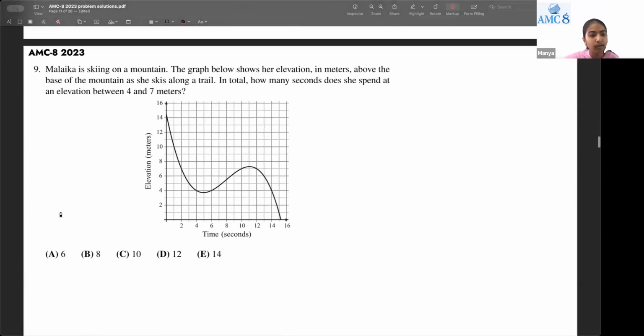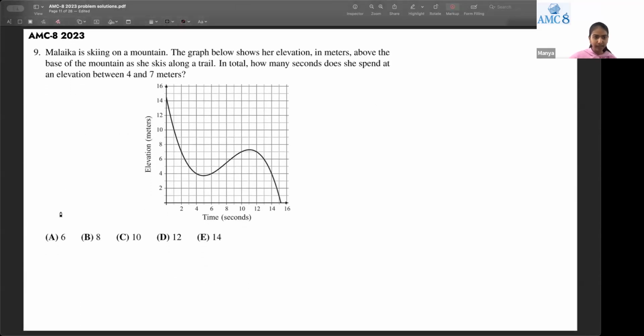Problem number 9. Malalika is skiing on a mountain. The graph below shows her elevation in meters above the base of the mountain as she skis along the trail. In total, how many seconds does she spend at an elevation of 4 and 7 meters?